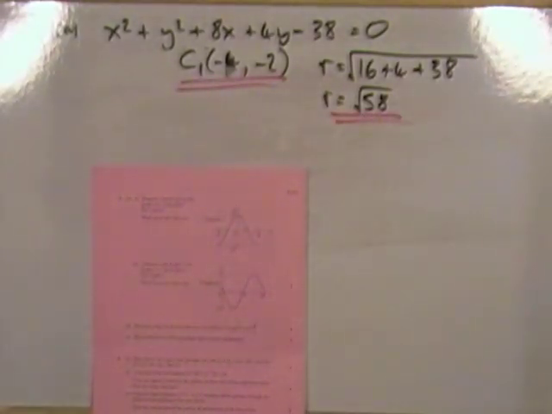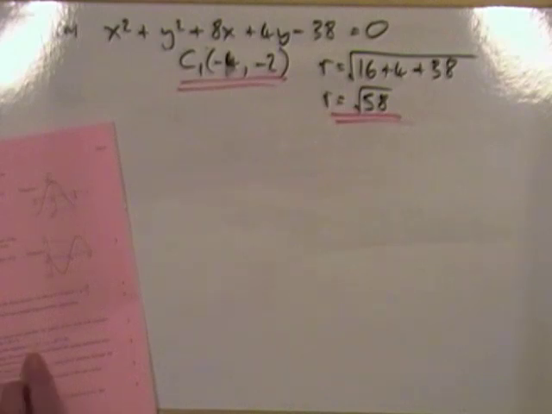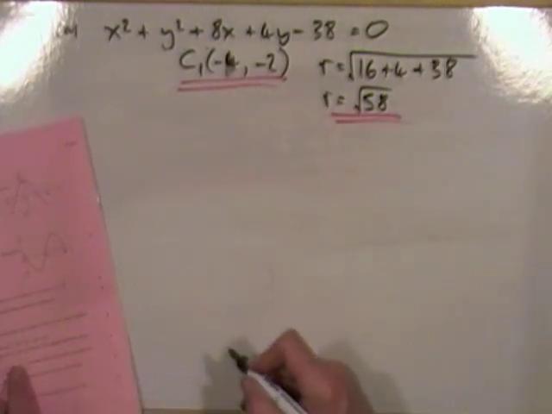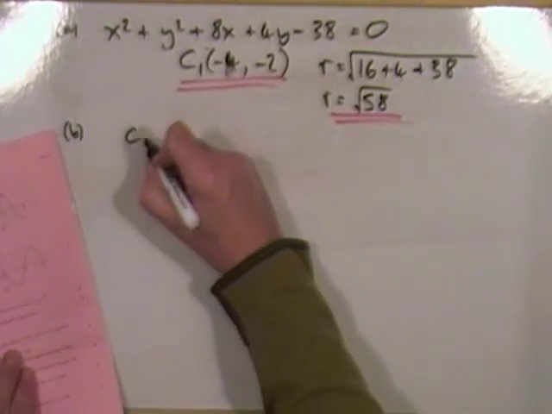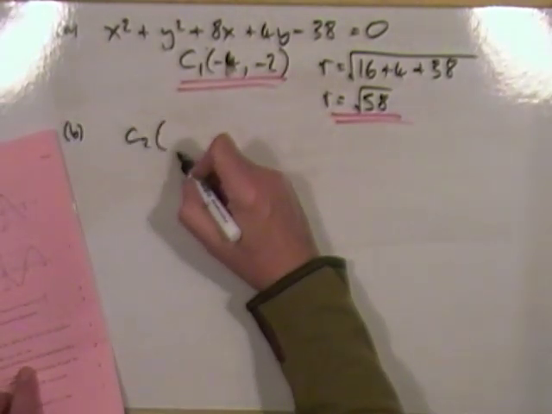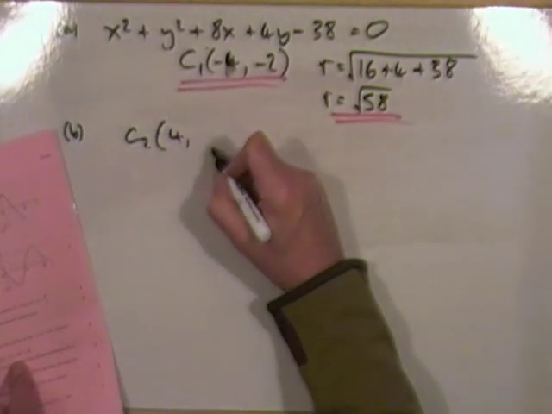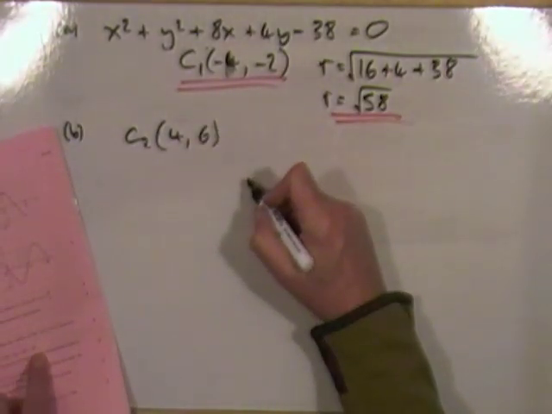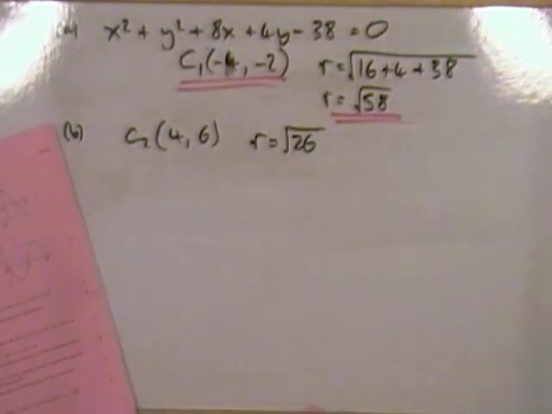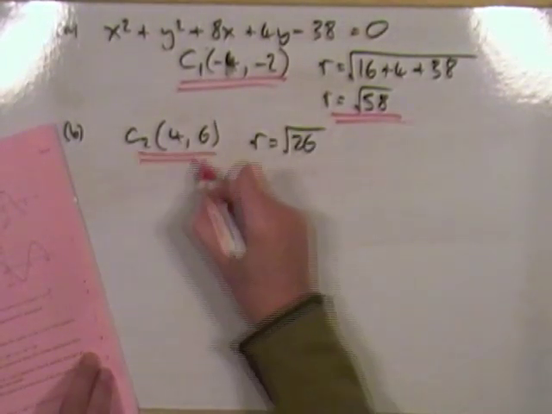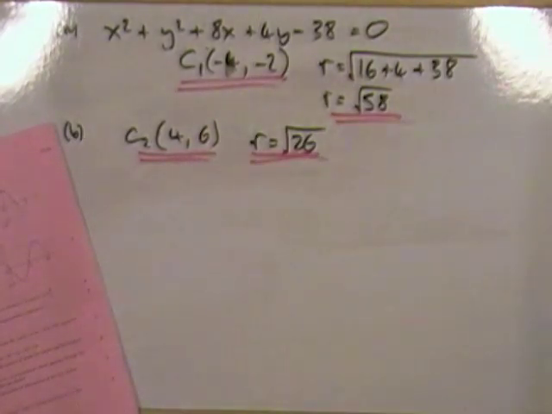What's next? Another circle, here's its equation. Find the distance between the centres, so what's the centre of the second equation? So part B. Second circle, x minus 4, so it's a 4, y minus 6, so it's a 6. Radius squared is at the end, so straight away radius root 26. It didn't actually ask for them specifically, but I'm going to see you need it in the next bit.